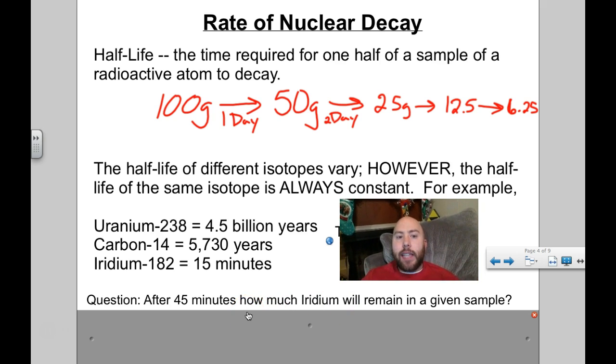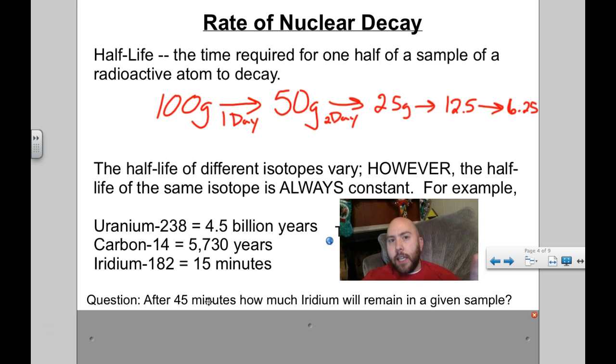How many decays happened in 45 minutes? Well, if erdium-182 decays every 15 minutes, in 45 minutes it decayed 3 times. It decayed after 15 minutes, 30 minutes, and then 45 minutes. So it took half of a sample, then half of the sample, and then half of a sample. How do you do that mathematically, though?